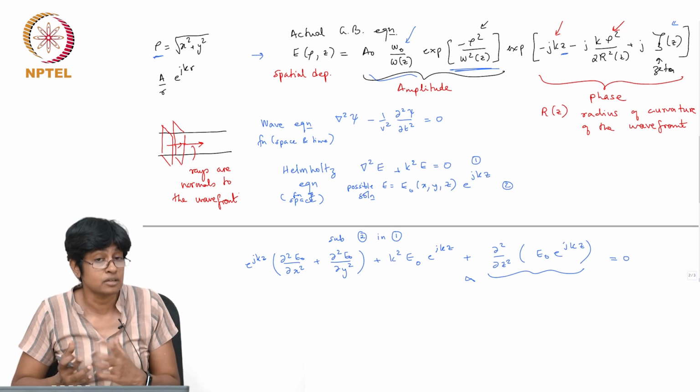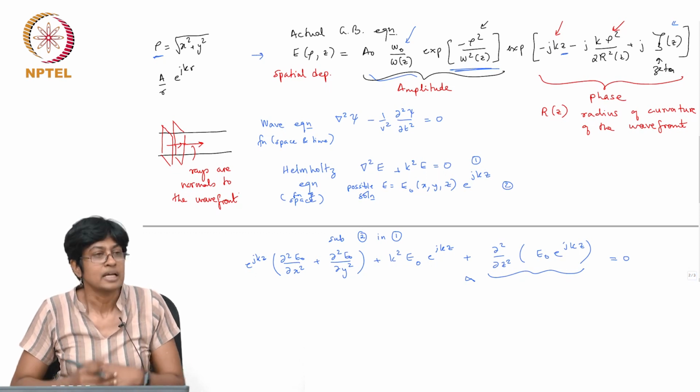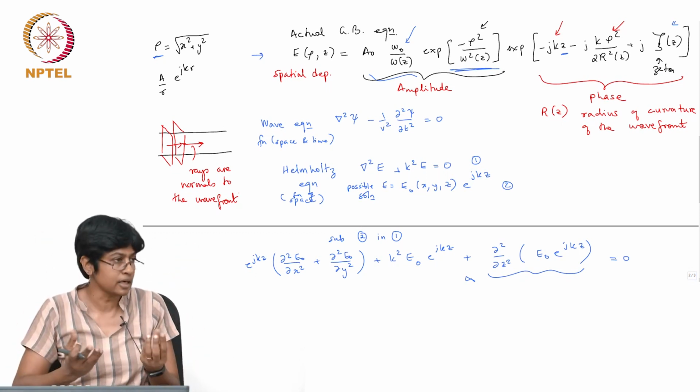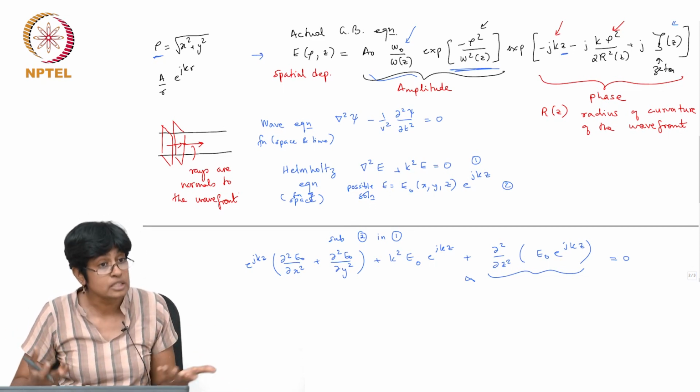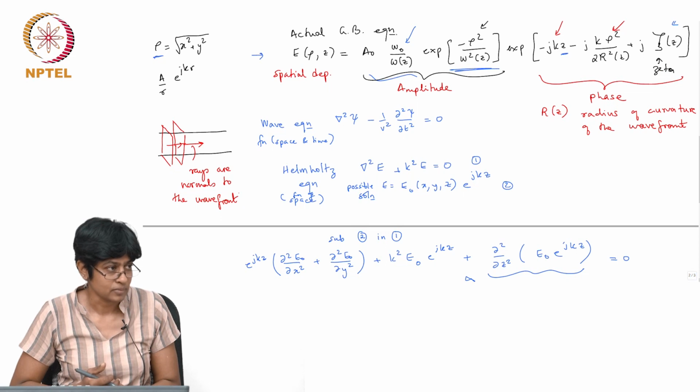What's a wave front of a spherical wave? It's the spheres. The spheres around the origin are the wave fronts of a spherical wave. What are the wave fronts of a Gaussian beam?